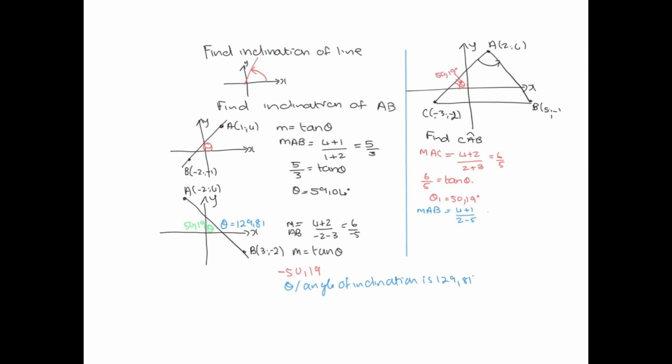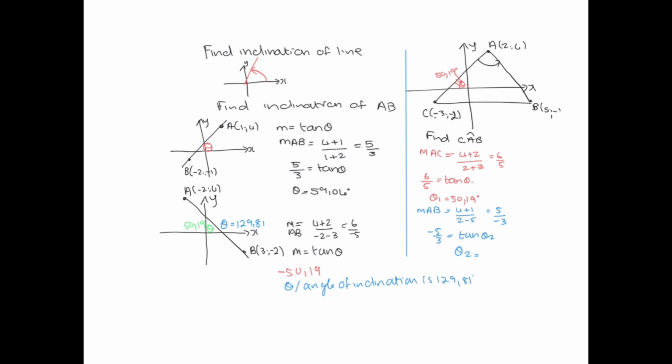And it's going to be 5 over minus 3. So you're going to say minus 5 over 3 equals tan theta 2. Okay, so shift tan minus 5 over 3. And we get, sorry about that, theta 2 is equal to, now it gives us on our calculator minus 59,03.